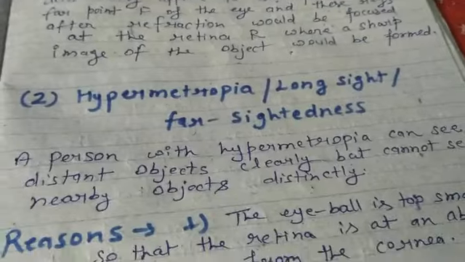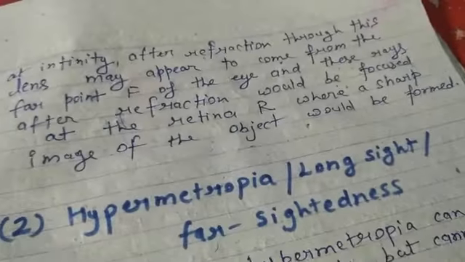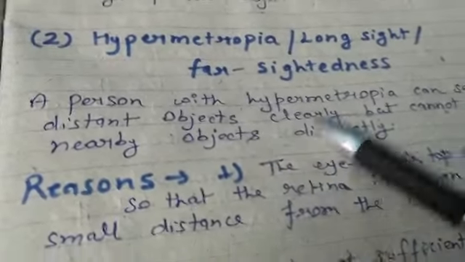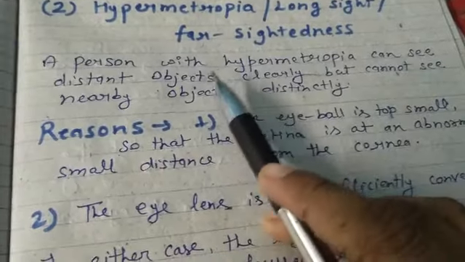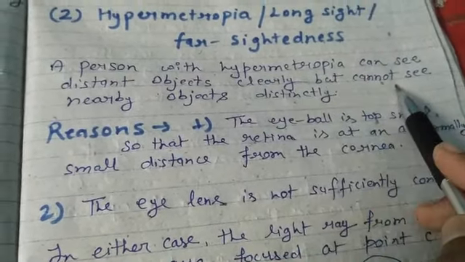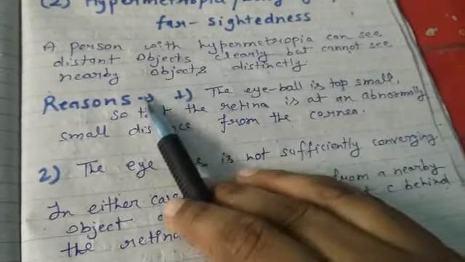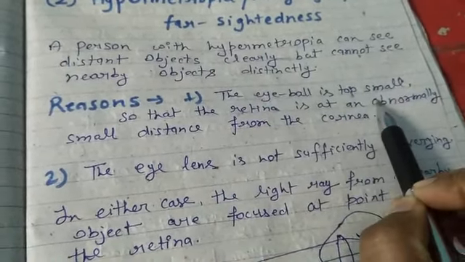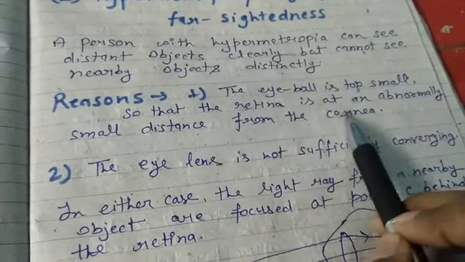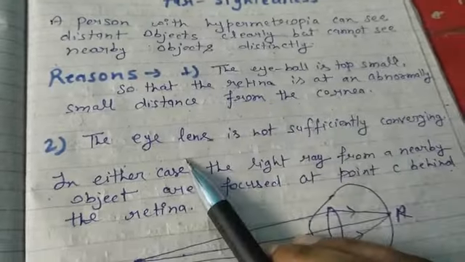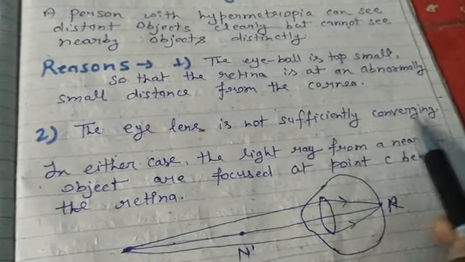Now come to the second defect, which is called hypermetropia. Hypermetropia is also called long sight or farsightedness. So let's see, a person with hypermetropia can see distant objects clearly but cannot see nearby objects distinctly. So what are the reasons? The eyeball is too small, so that the retina is at an abnormally small distance from the cornea, and the eye lens is not sufficiently converging.